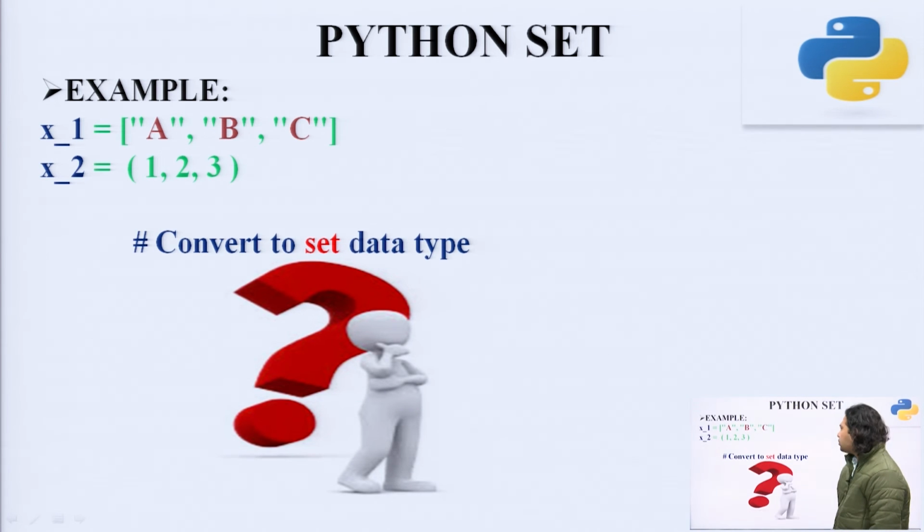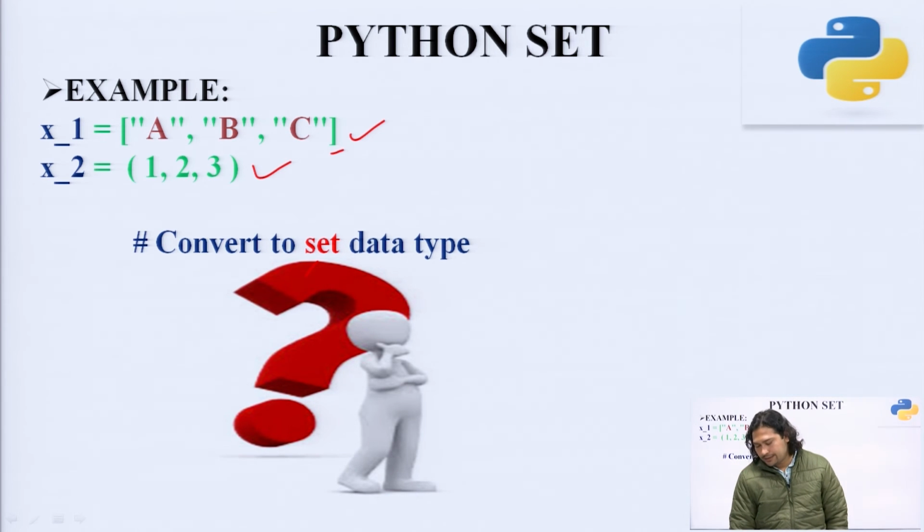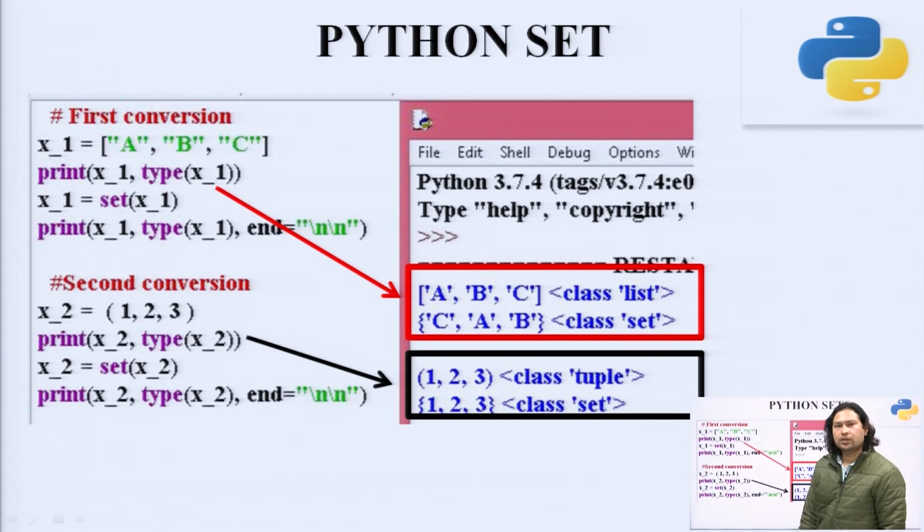Now, the next question related to the set is, can you change the list and the tuple into a set or not? Yes, it is possible. You can interchange the data type between a list and the set, along with tuple and set. How we are going to convert this is by using the type conversion process known as casting.